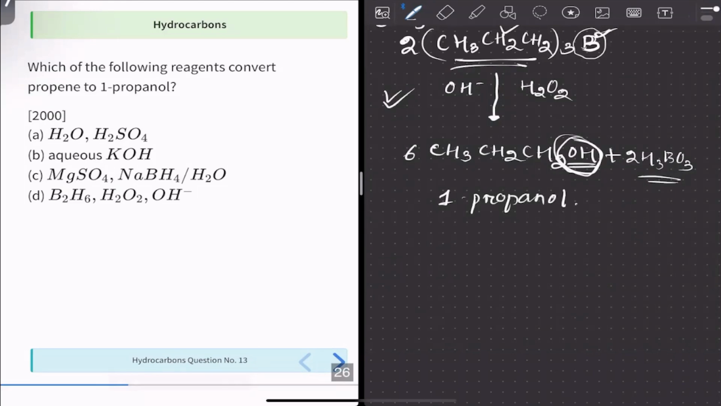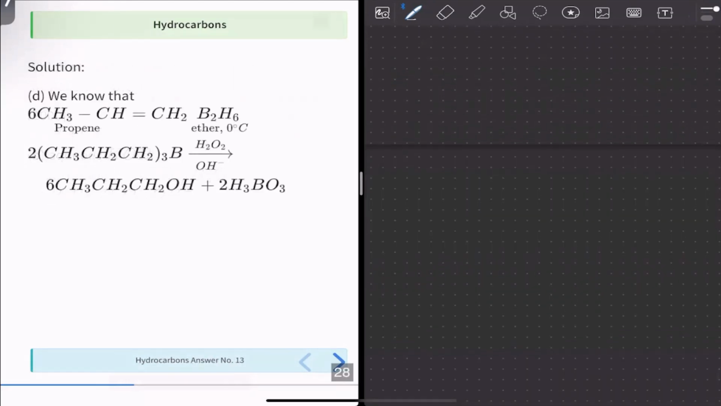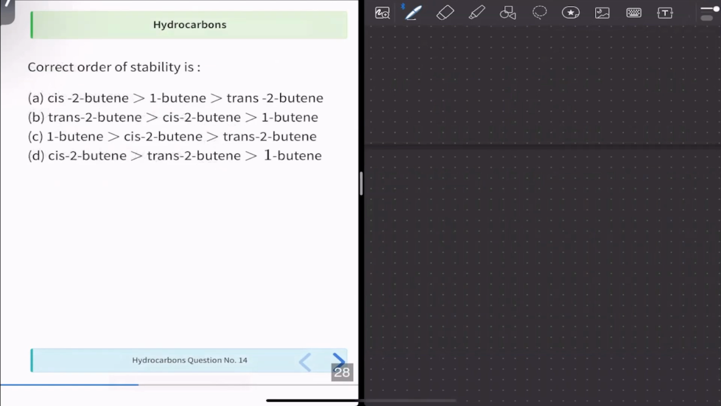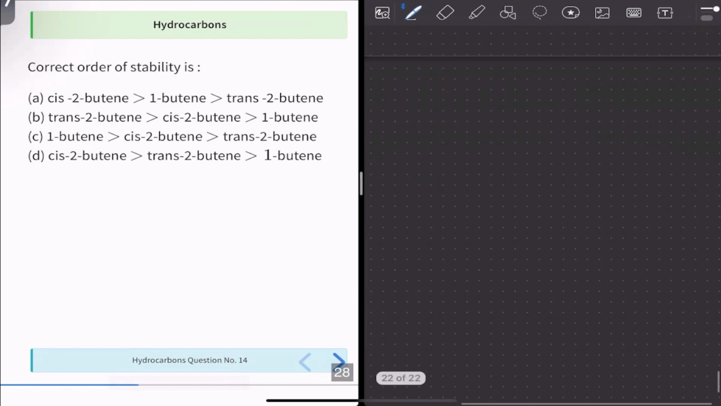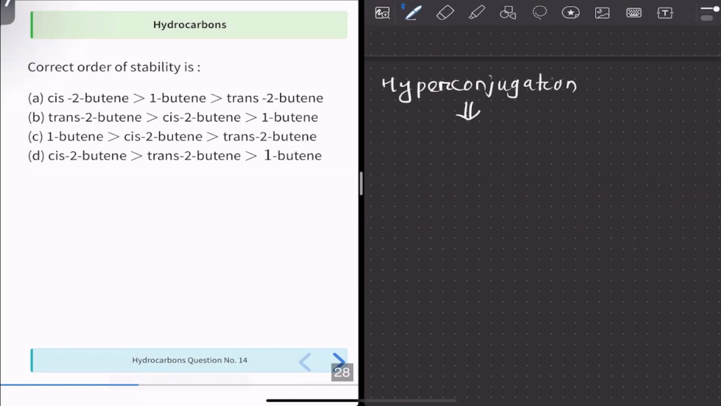Let's move on to question number 14. Correct order of stability is... For finding the stability of alkenes, what is the major factor? That is hyperconjugation. For stability of alkenes, we have to know the hyperconjugation concept. Do you know the hyperconjugation part? Let's see here.